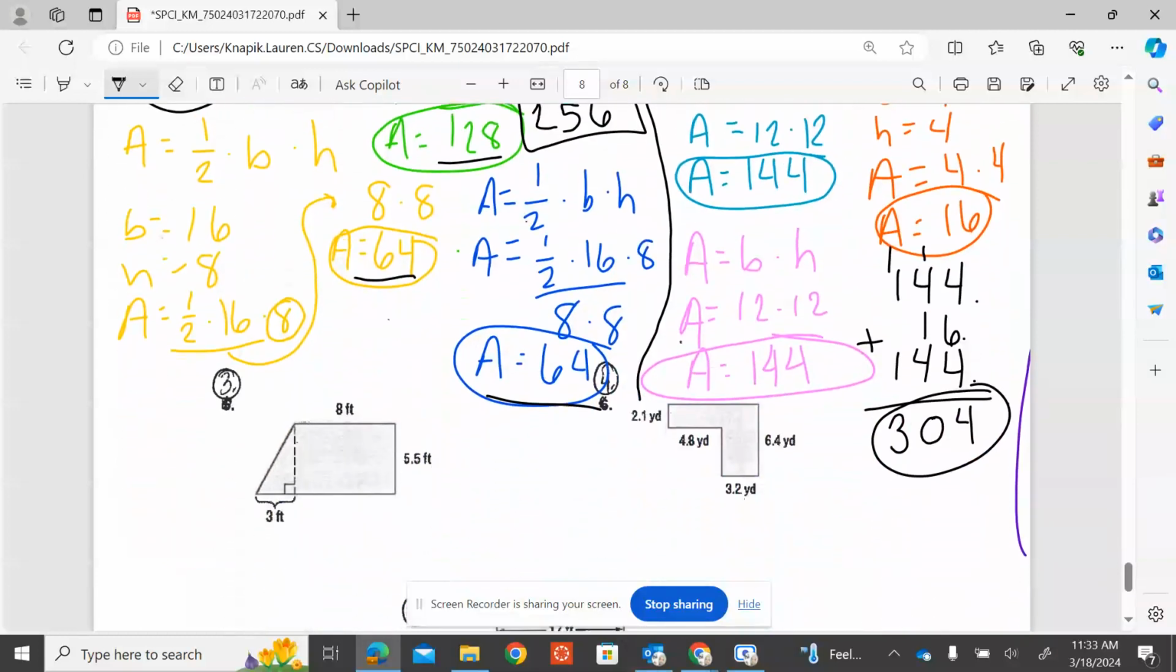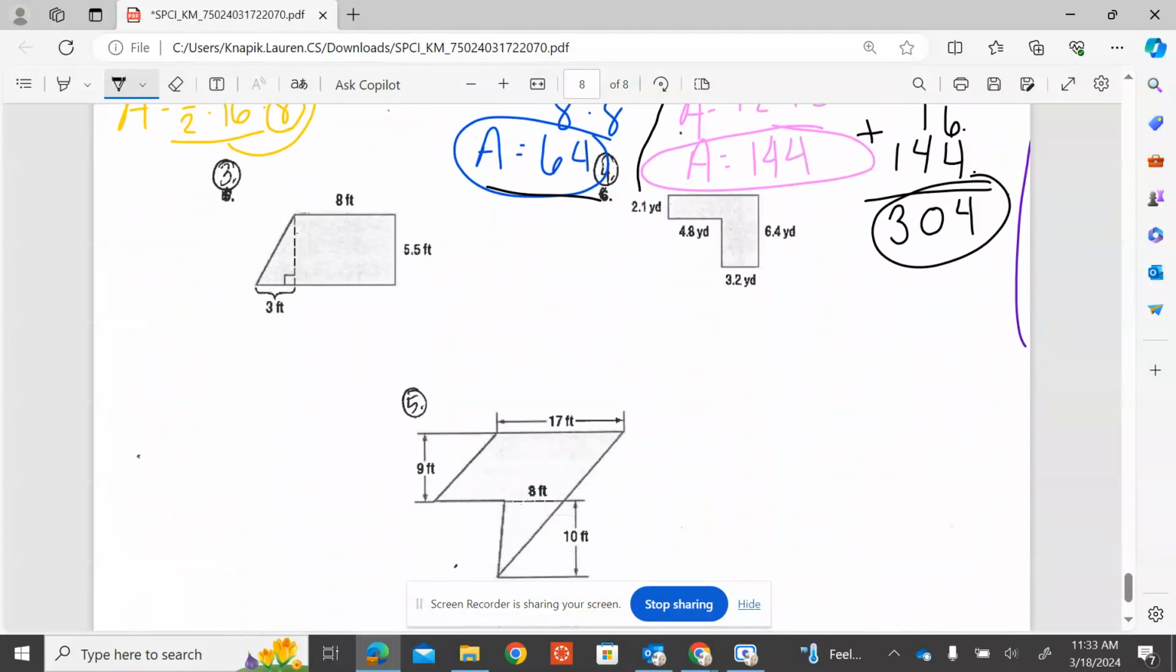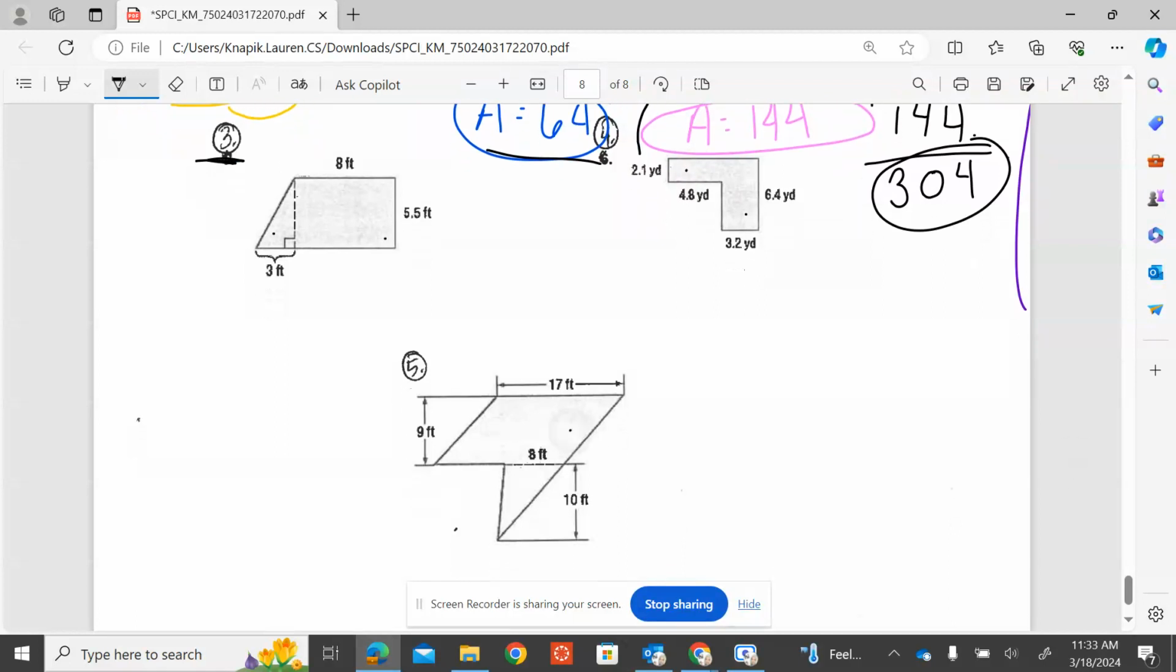As you continue down this page, there are 3 compound shapes. Notice that your one for number 3 is a rectangle and a triangle. Number 4 is 2 rectangles. Number 5 is a parallelogram and a triangle.